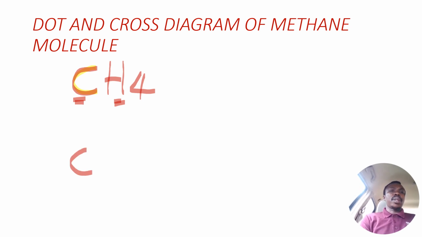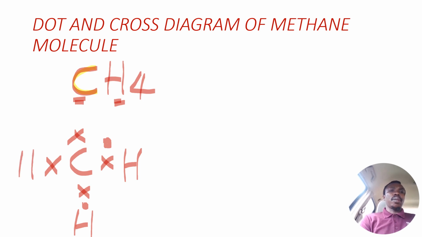Carbon has 4 electrons in the outermost shell: 1, 2, 3, 4. It will now pair up with 1 atom of hydrogen. Hydrogen will use the dot to represent its electron. Hydrogen will use this 1 electron to share with carbon.